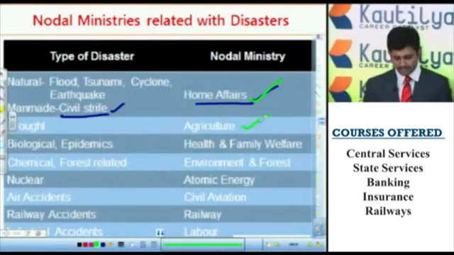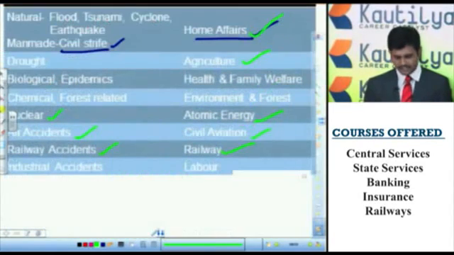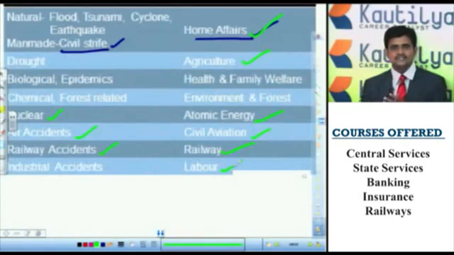Next is chemical and forest related disasters. They come under the Ministry of Environment and Forests. Next, nuclear disasters. They come under the Department of Atomic Energy, which is the accurate term. Next, air accidents: Ministry of Civil Aviation. Railway accidents: Ministry of Railways. And industrial accidents come under the Ministry of Labour. These are the different disasters and the different portfolios they come under.